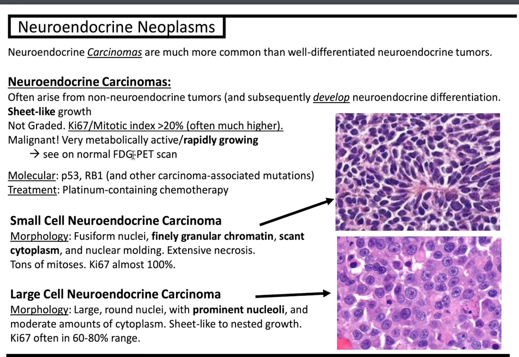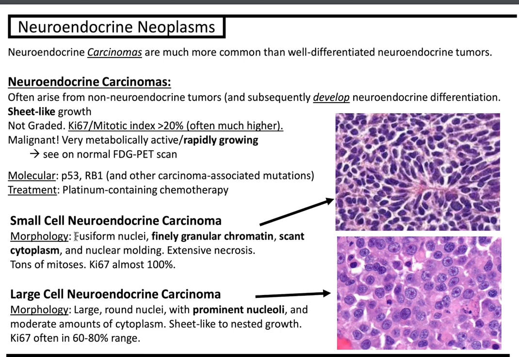And you can see this on a routine FDG PET scan. Molecular, it's driven by P53, retinoblastoma 1, and other carcinoma-associated mutations, but those two are the big ones. Treatment includes platinum-containing chemotherapy.